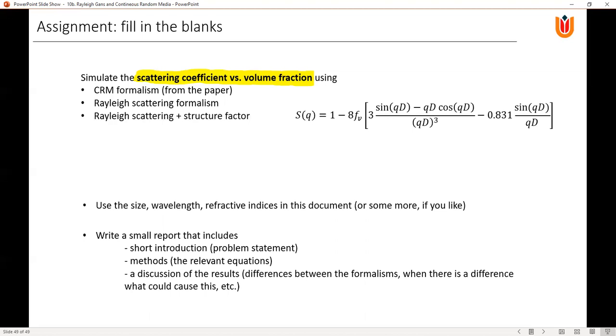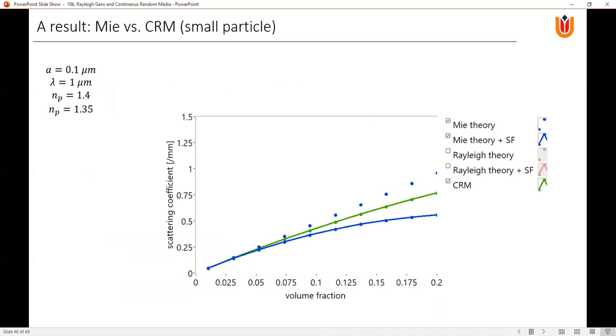Just an overview or report that describes the problem statement. You can get that from Rogers, and from these slides. Then the methods, that means the relevant equations, the equations that you needed to generate graphs. And also, I would like to see a discussion of the differences between the formulas when there is a difference, of course. This is already a difference.